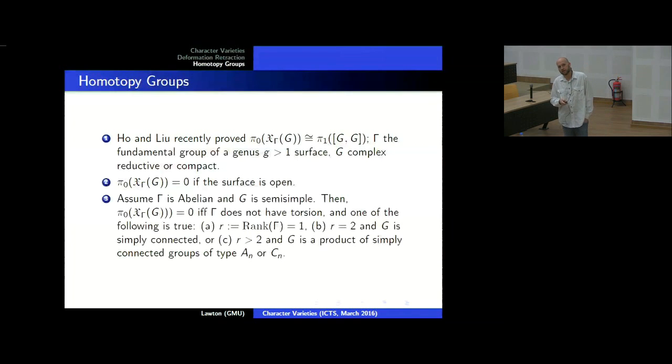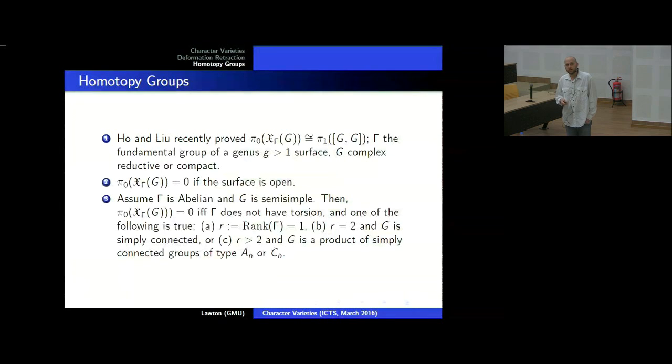So in the abelian group case, when G is semi-simple, the space is connected if and only if the following conditions hold. Gamma has no torsion. If gamma has torsion, the space is disconnected. So gamma has no torsion, and one of A, B, or C is true. If it has no torsion, then gamma is a free abelian group. So if the rank is 1, it's connected.